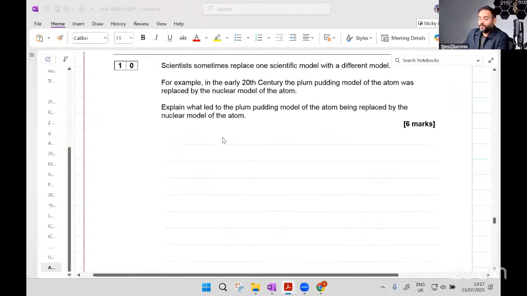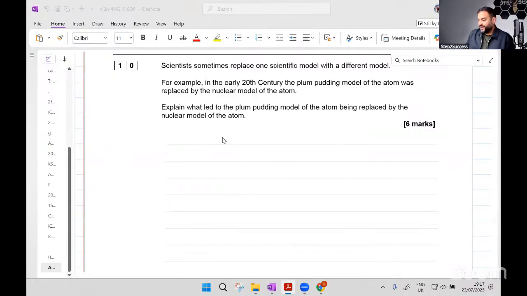Okay, so again, it's good that you're asking these questions, because these are the few topics that we have not done from physics paper one. This includes some radioactivity, it's sort of chemistry as well. But I will talk about it briefly, and how you answer a question like this. Scientists sometimes replace one scientific model with a different model. For example, in the early 20th century, the plum pudding model of the atom was replaced by the nuclear model of the atom. Let me just, because I have some time, open up something that will help.